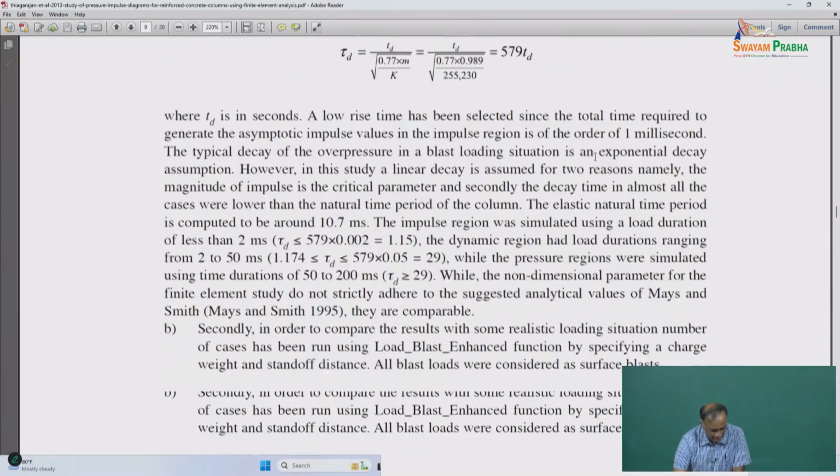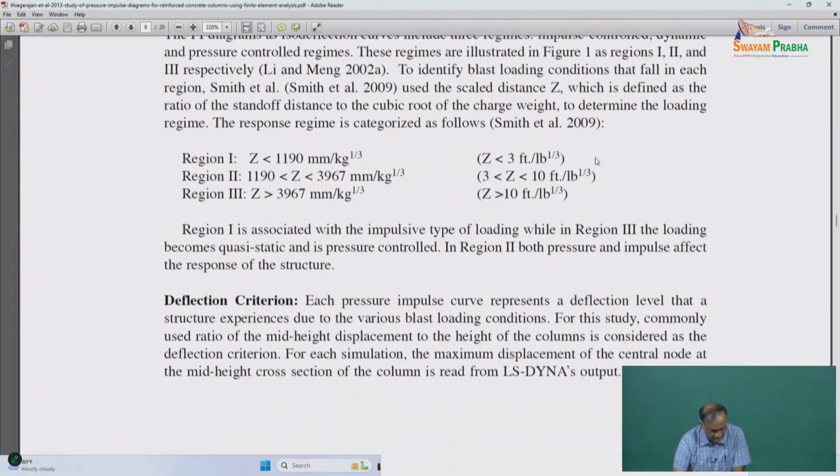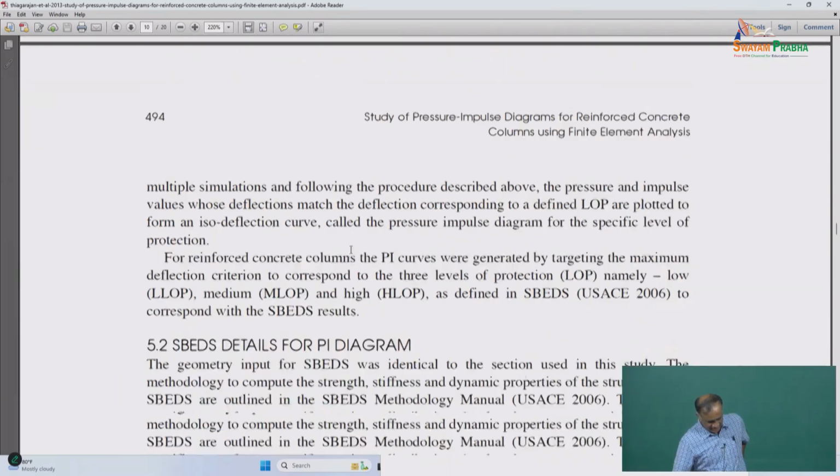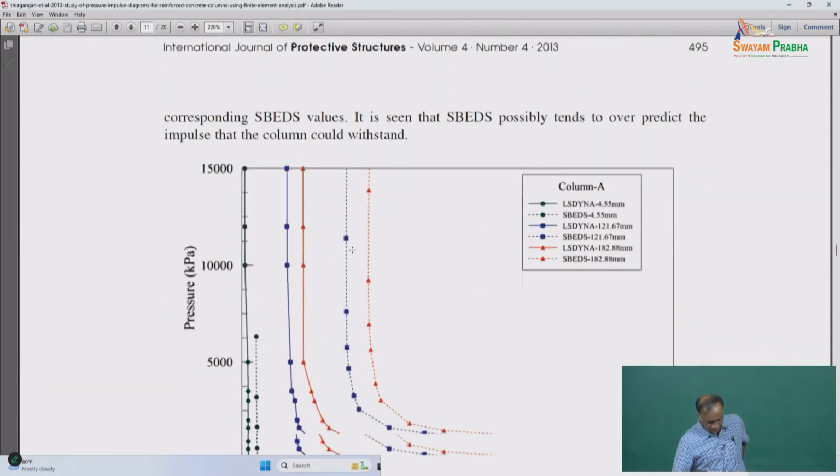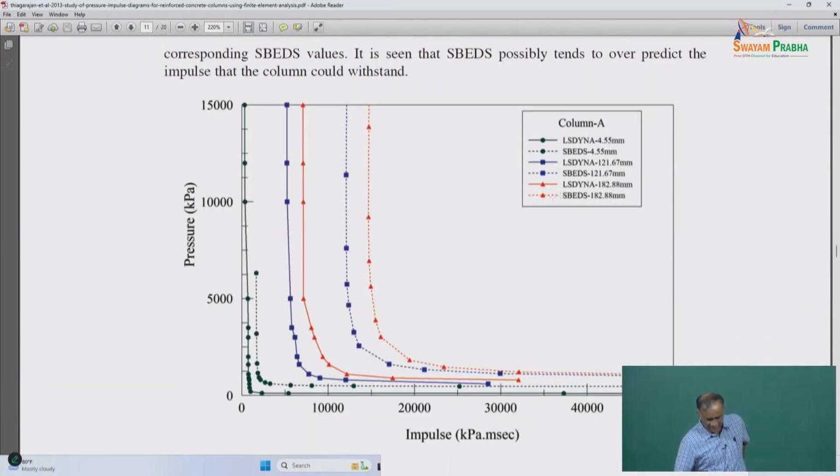And then what I wanted to show was what are the different Z regions, the response regimes that were characterized for Z less than 3: the dynamic region, the pressure region, and the impulse region. Then the deflection criteria, we talked about the S-beds and observations. So this is what, for example, it looks like.